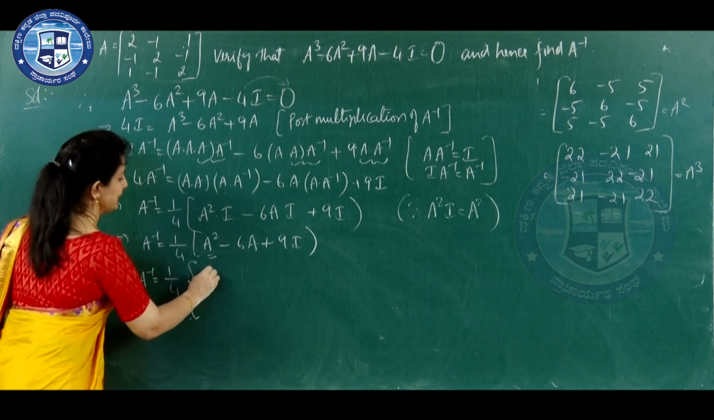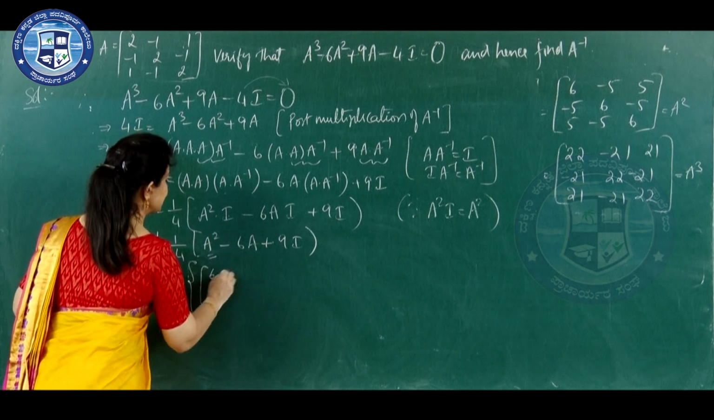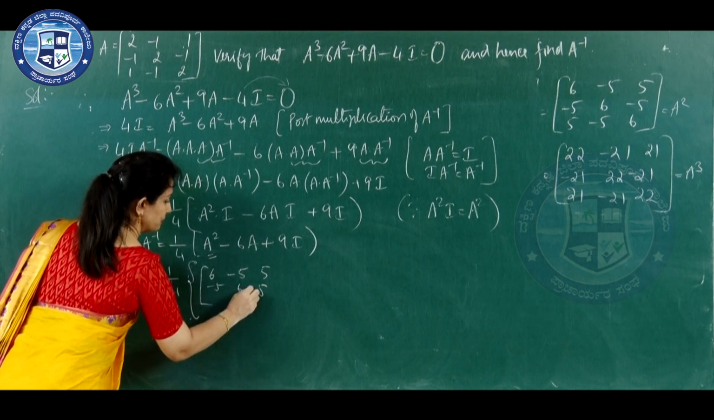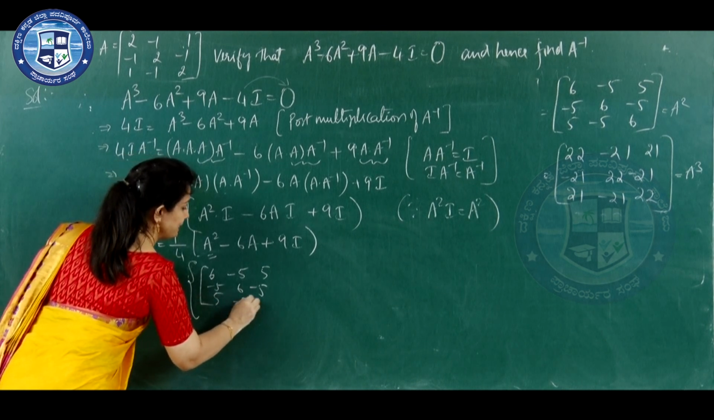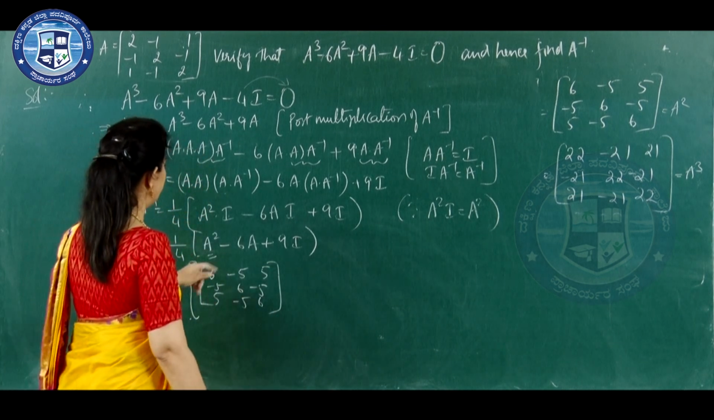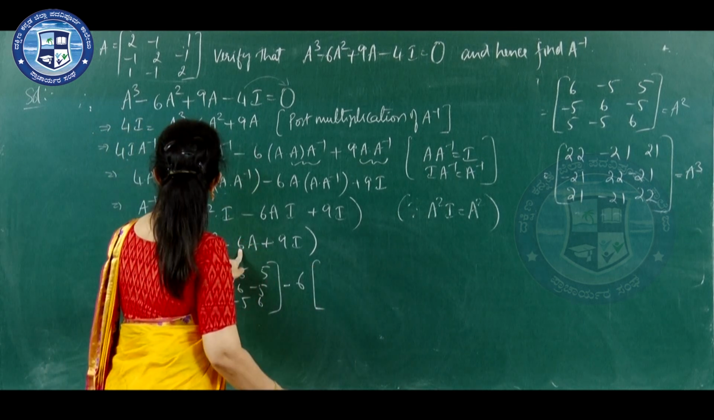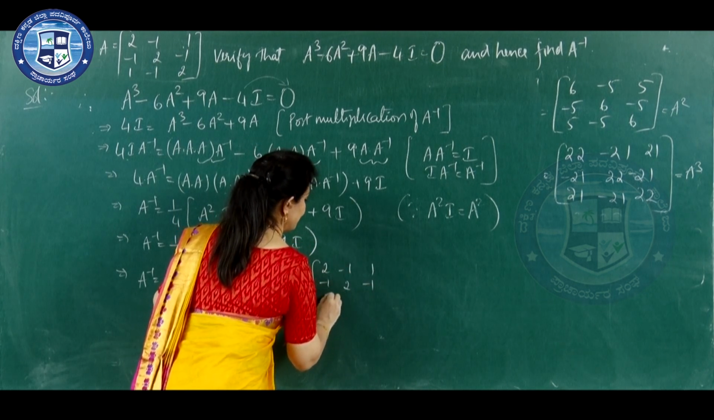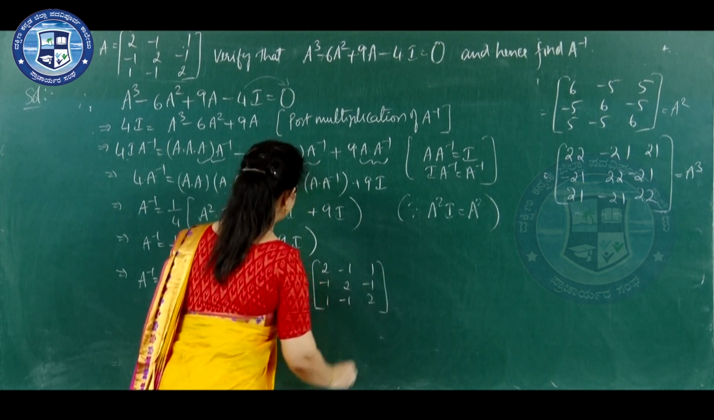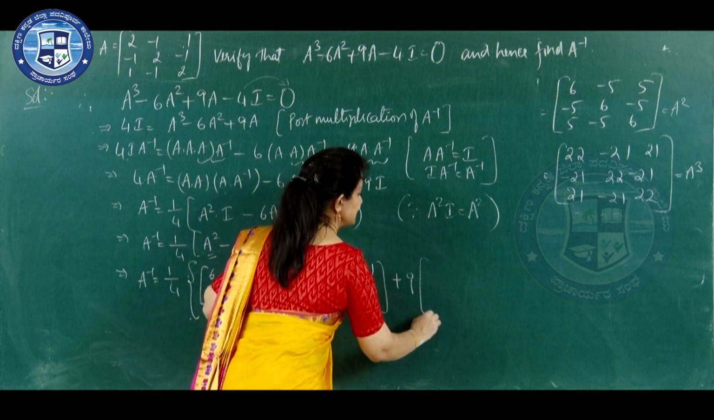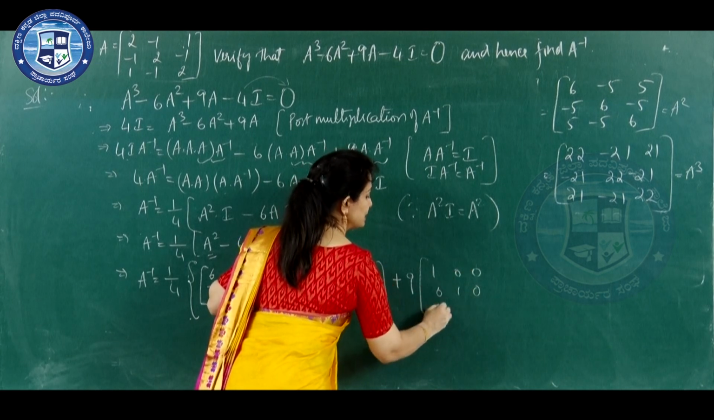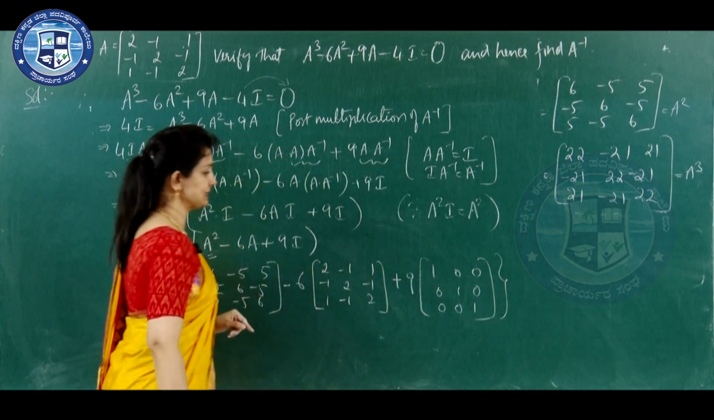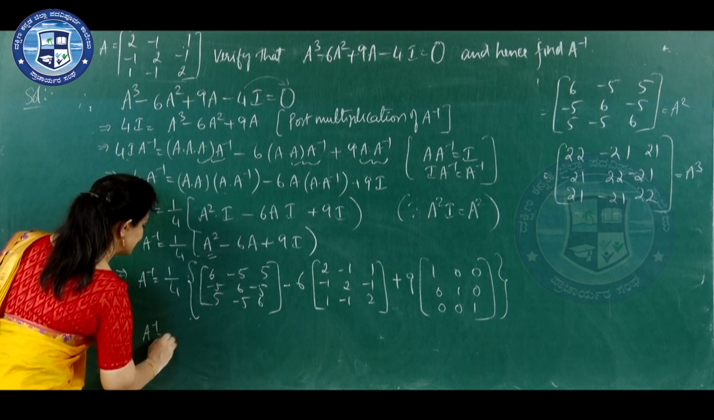What is A square? A square is a matrix. Here we got 6, minus 5, 5, minus 5, 6, minus 5, 5, minus 5, 6. Then minus 6A, that is 6 into the A value, 2, minus 1, 1, minus 1, 2, minus 1, 1, minus 1, 2. Then plus 9I, 9 into the identity matrix 1, 0, 0, 0, 1, 0, 0, 0, 1, which can be written as, now multiply 6 to it and 9 to this.